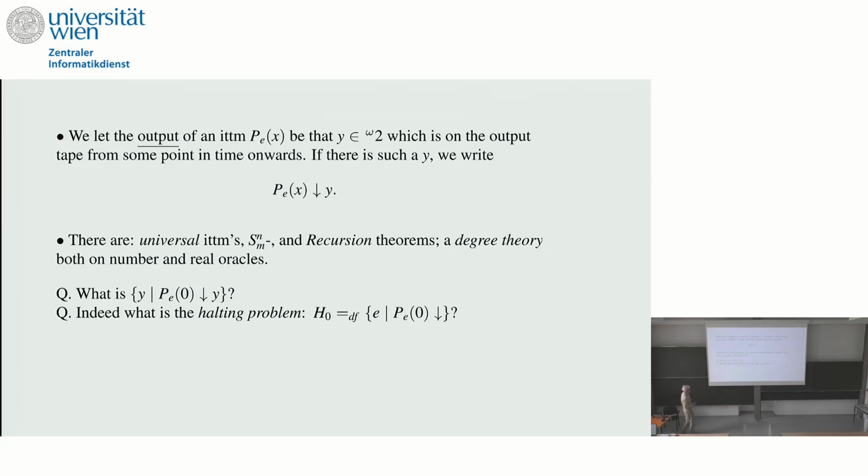One can then go through all the usual paraphernalia for the Turing machine analysis. There are universal machines. You can then prove S-m-n and recursion theorems. There's a degree theory for the outputs of such machines. And we can consider having oracles to the machine here. One might have a real number as an oracle, or one might have a whole set of real numbers as an oracle.